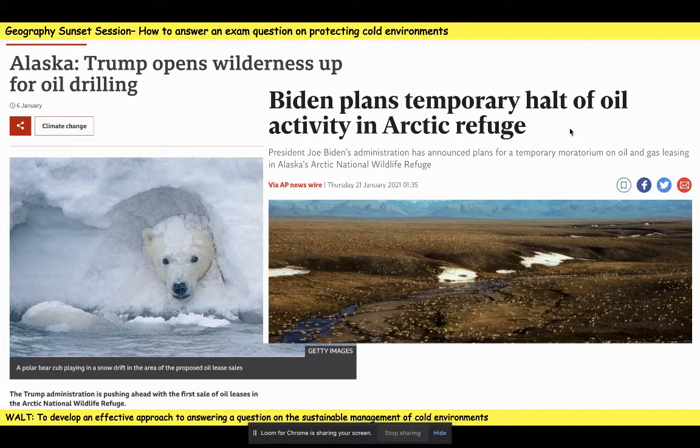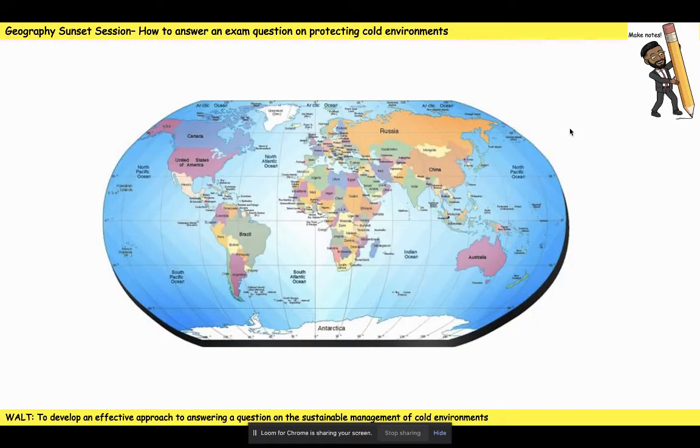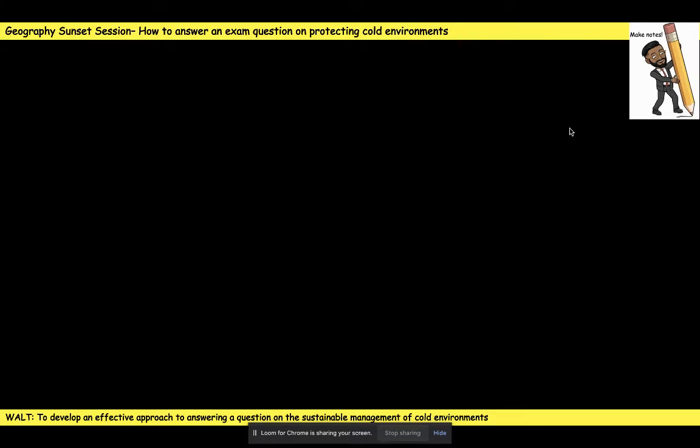So this is a topic that is very current. It's happening right now. The idea of protecting cold environments might be an exam question, but it's something that we as geographers need to think about in general. So this is the first of your teaching slides. You can see the make notes symbol. When we think about cold environments, we're generally talking about the Arctic, so the Arctic Circle. Think about the North Pole and the ice cap or the sea ice that surrounds it. But we're also thinking about Antarctica, that solid land mass of ice on the southern pole of Earth.